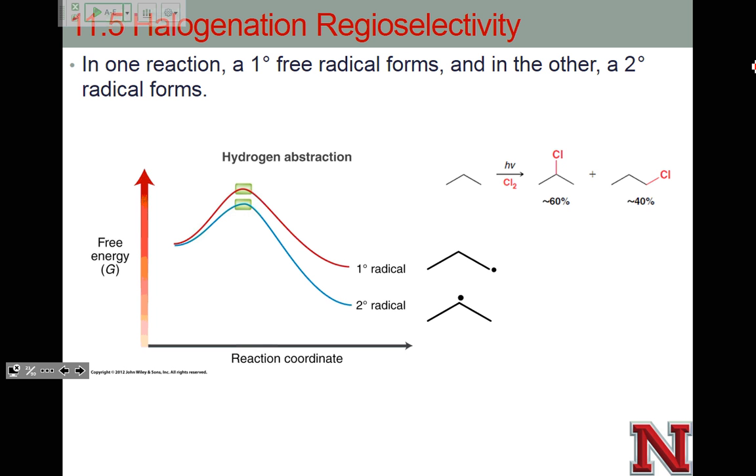We'll form more of this one because it's lower in energy, but we'll form both, and it'll be hard to separate them. Also, that means that if what we're trying to get is this compound, we're not going to get it in a very high yield because we're still making this compound. And the more distinct carbon-hydrogen bonds you have to form the same products, the lower your overall yield is going to be, because you're going to form all monohalogenated products.